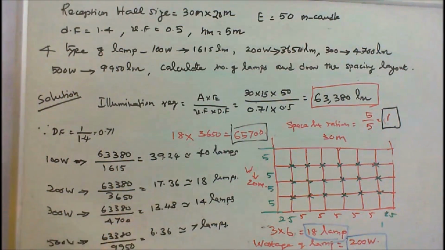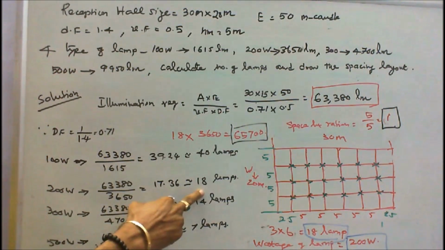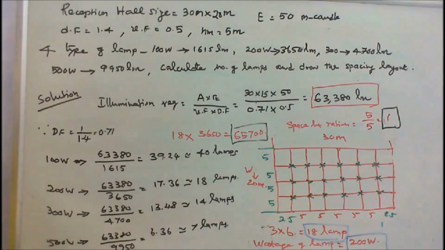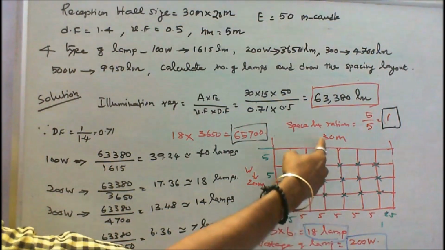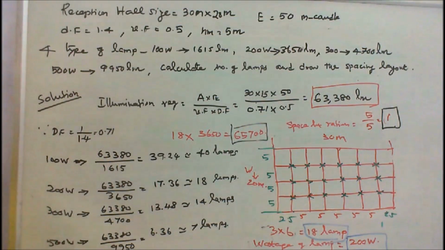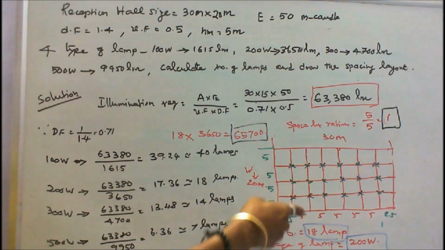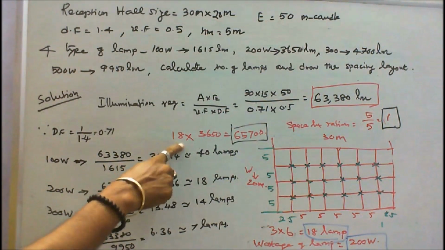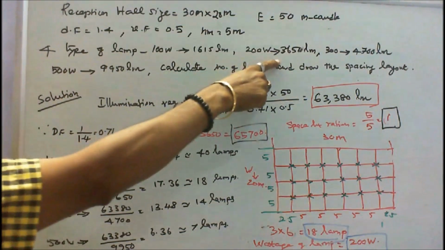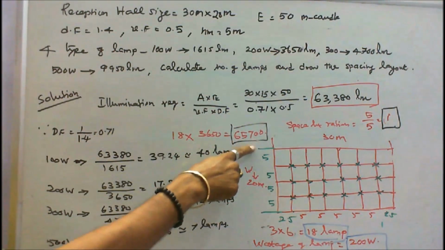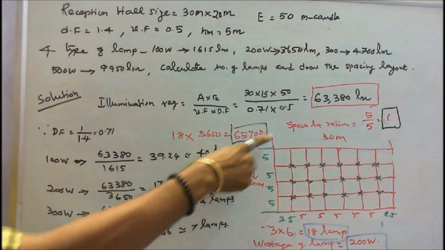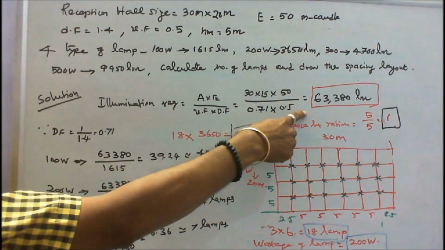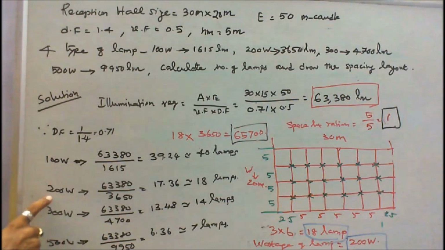Now I have to draw a spacing layout and also find the wattage of the lamp. I choose the 200 watt lamp. Here with the 200 watt lamp I have to fix 18 lamps. Lengthwise I can fix 6 lamps and widthwise 3 lamps. So 6 into 3 is equal to 18 lamps. 18 into its lumen output of 3650 is equal to 65,700, which is higher than the calculated value of 63,380 lumens. Therefore I choose 200 watts.